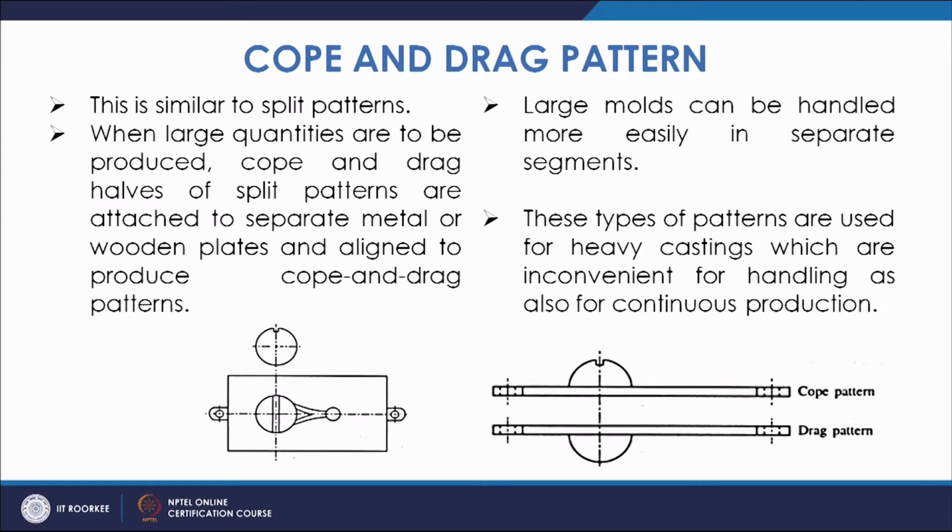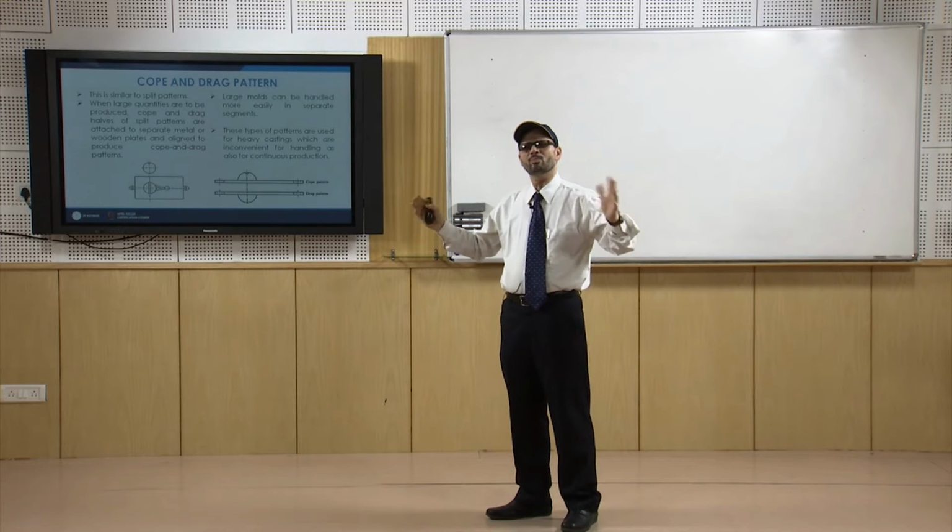These types of patterns are used for heavy castings which are inconvenient for handling as also for continuous production. So, basically for these two types of production we use cope and drag patterns. You have two separate pattern plates which are used for cope and drag sections.